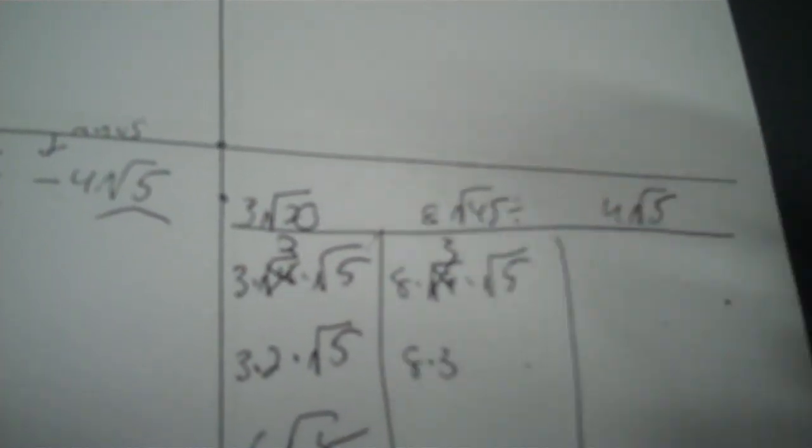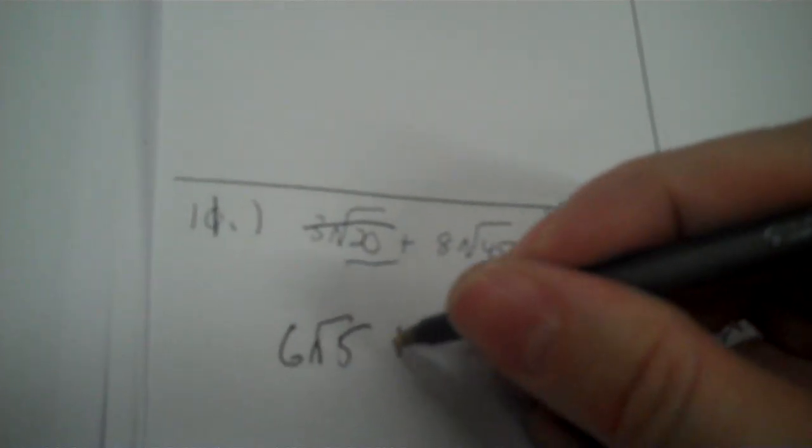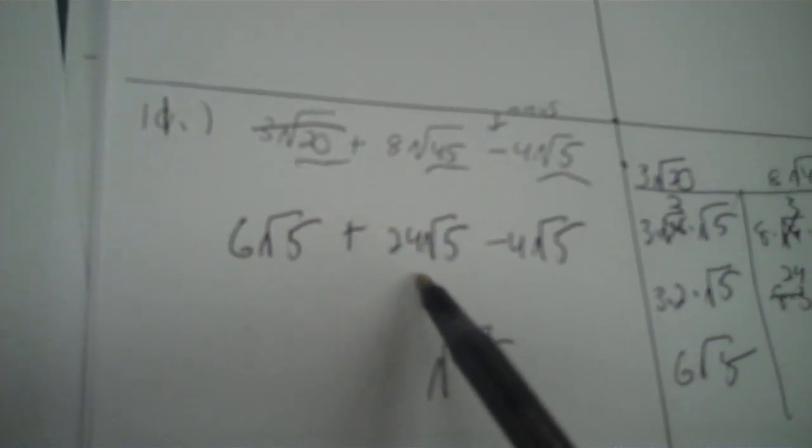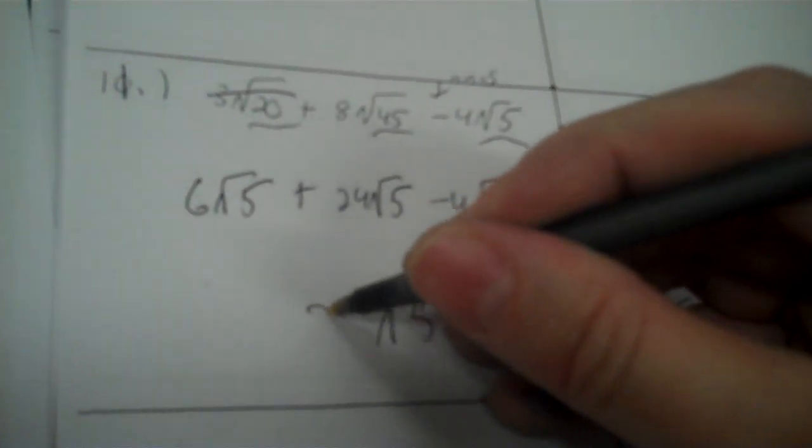Okay, 45. 45 will divide by 9. So I drop the 8. 9, 5. That becomes 3. Remember, it is 8 times 3, not 8 plus 3. That's 24. So plus 24 radical 5. And 5's not going to divide by anything other than 1, so that's simplified. So minus 4 radical 5. Now I make the radical 5 and I simplify the outside. 6 plus 24 is 30, minus 4 is 26.